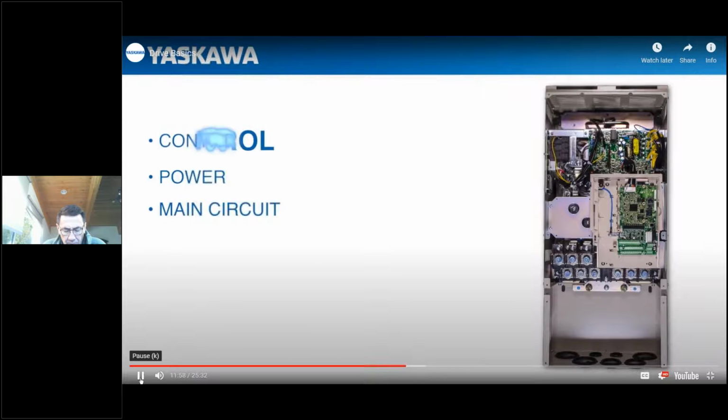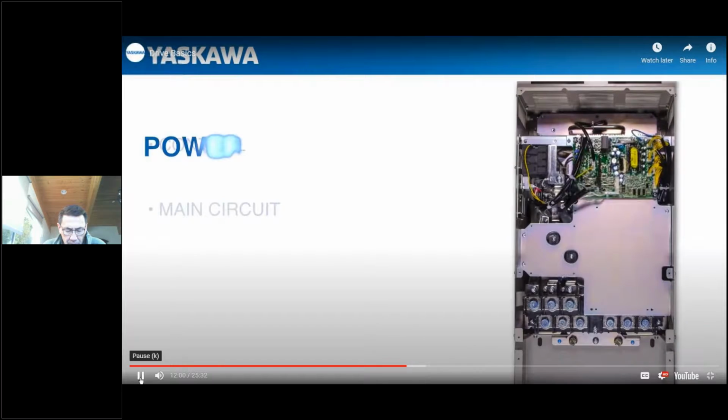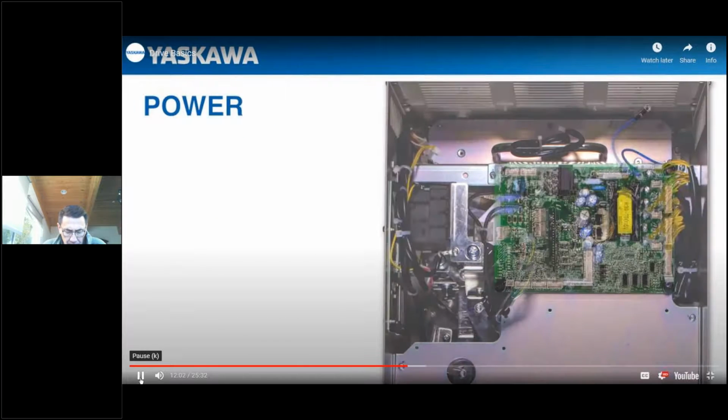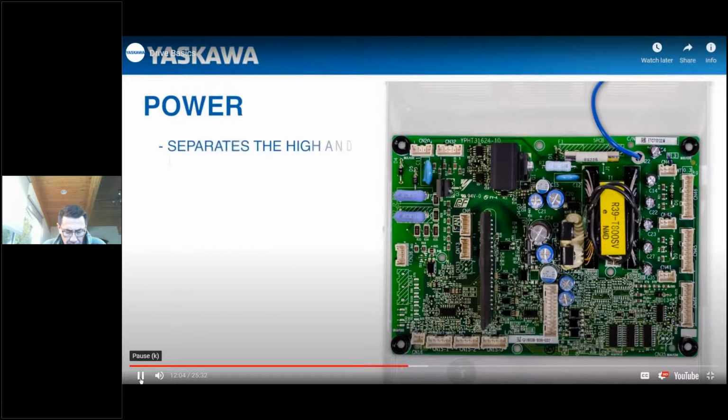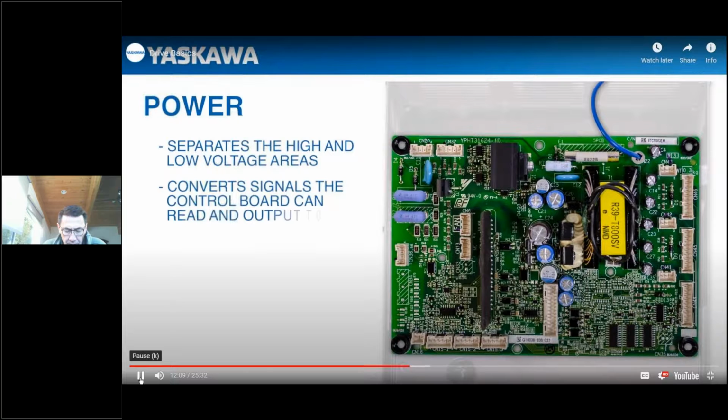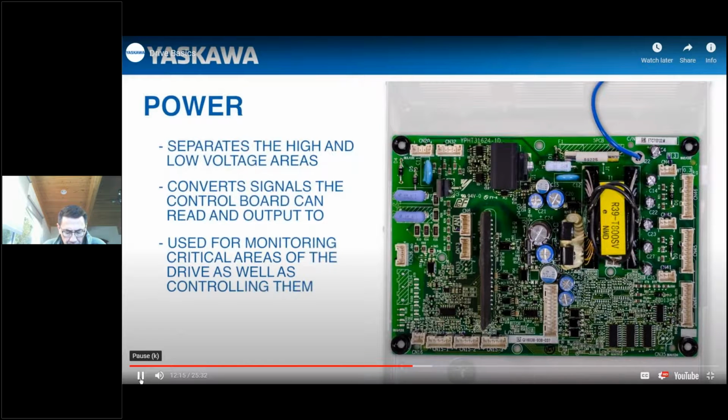Moving from the control side deeper into the drive, we find ourselves at the main power board. This separates the high and low voltage areas, converting signal levels to something the control board can read and output to. This is used for monitoring critical areas of the drive as well as controlling them.